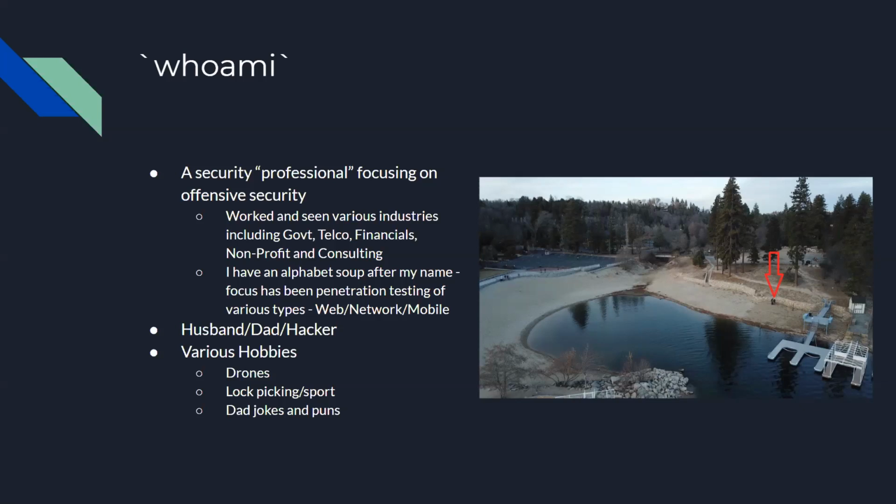I'm a dad, I'm a husband, and you can see, in the little bottom right-hand corner, I'm also a hacker based on this conversation. In the various hobbies I've done, I do a lot of drone flying, and you can actually see a shot of me. I'm where that little red arrow points down. That's the little base station I'm at, as we're taking the shot over the lake. Love lockpicking, and people that know me know I've got the worst jokes. The bad dad jokes, that's me, 100%.